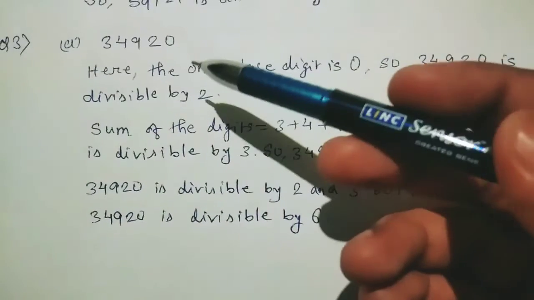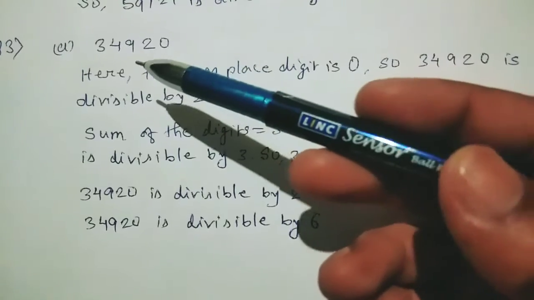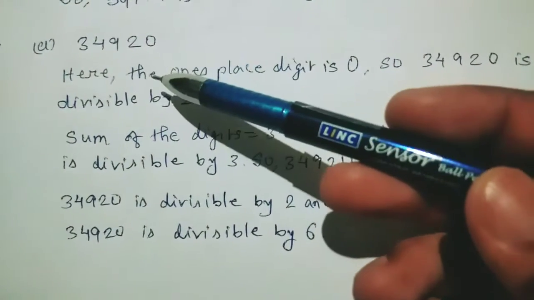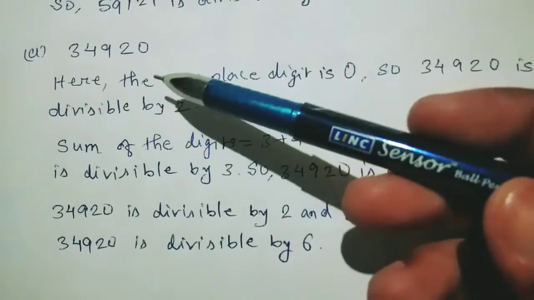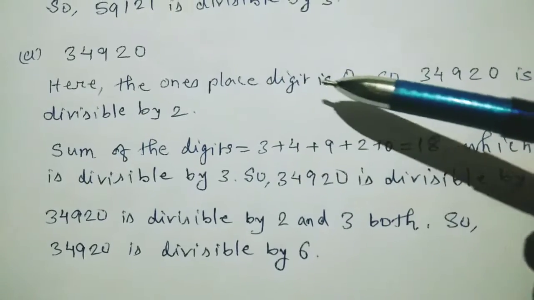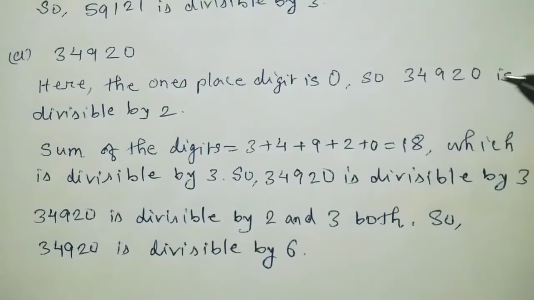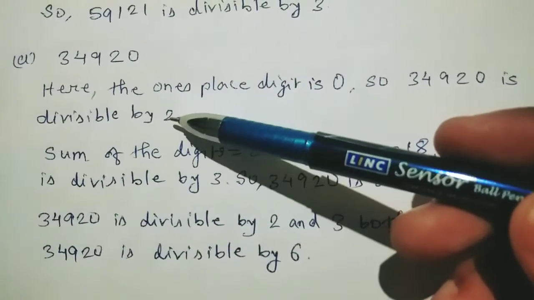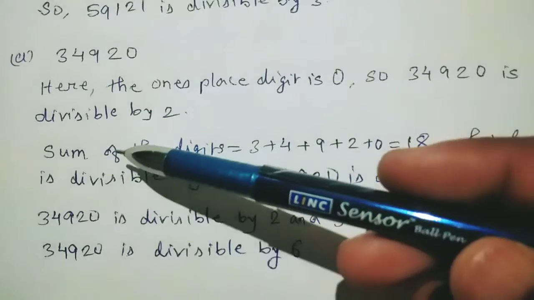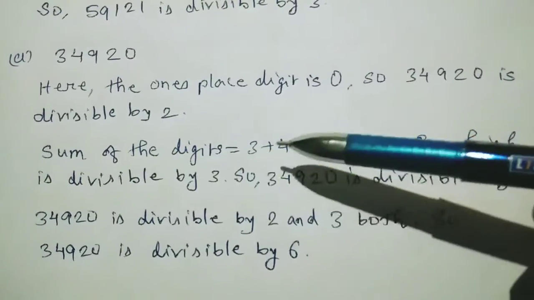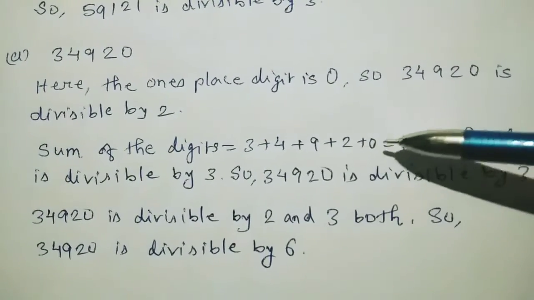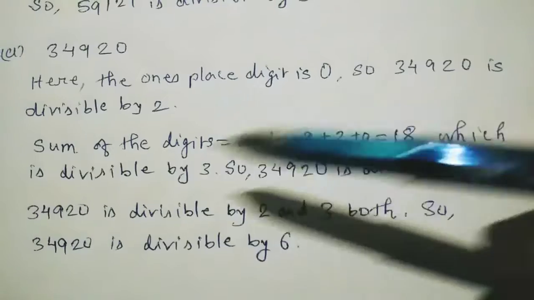Now question number 3a, what is the way of writing? See, 34920. Here you have to check the divisibility by 2 first of all. The ones place digit is 0, so 34920 is divisible by 2. Okay, this part is finished. Now you have to take the sum of the digits: 3 plus 4 plus 9 plus 2 plus 0 is 18, which is divisible by 3.